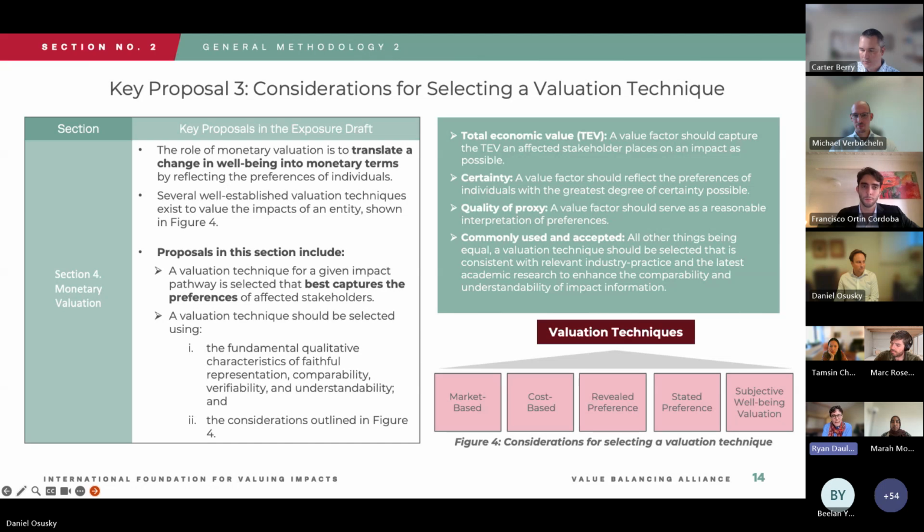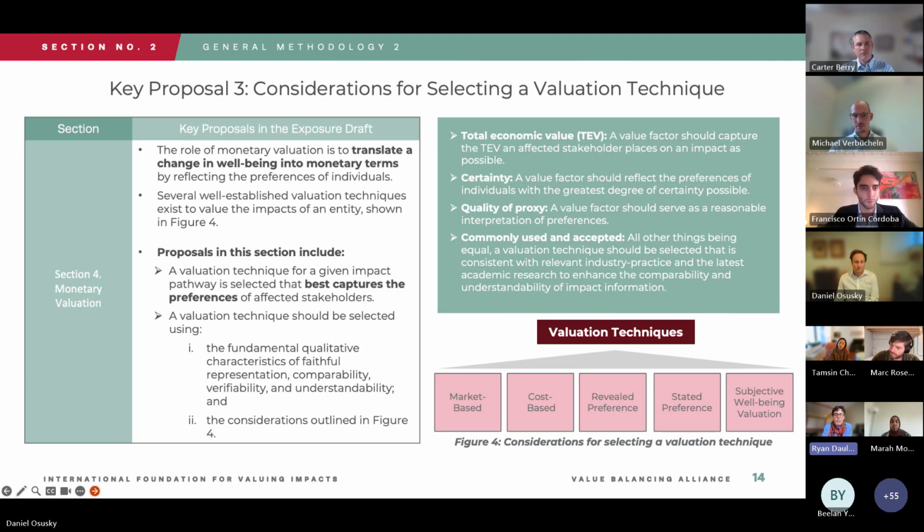And the last key proposal I'll highlight in the statement is the considerations we are proposing for selecting evaluation technique. So monetary valuation translates well-being into monetary terms. And there are several well-established techniques that already exist that are shown in Figure 4 that can be used to value an impact. Specific proposals in this section are that evaluation techniques should be selected that best capture the preferences of the affected stakeholders. So the affected stakeholders that are impacted, the monetary evaluation should reflect their preferences.